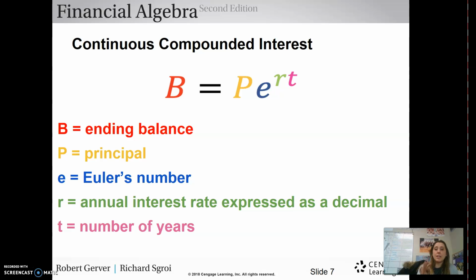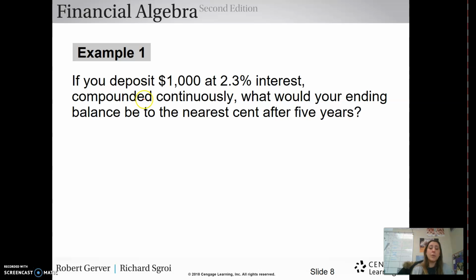Okay, so this is our newest formula, and it is for continuous compounding. Make sure you get that in your notes. All right, so we are going to use it. If you deposit $1,000, so our principal is $1,000. And our base is going to be E because it's continuously compounded. So we know what formula we're using. Our interest rate is going to be 0.023, and we are looking for the balance after 5 years.